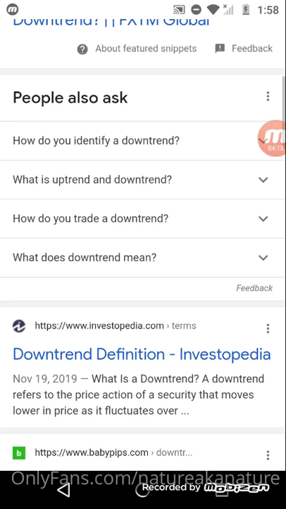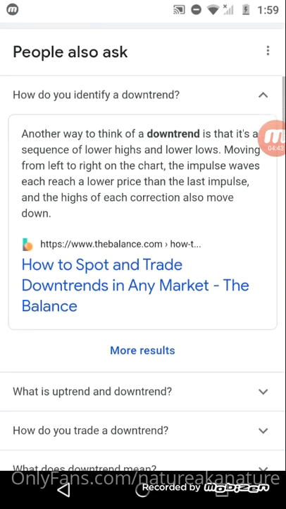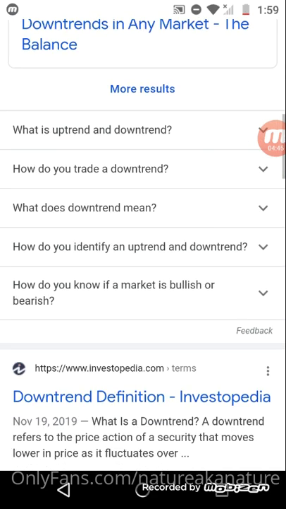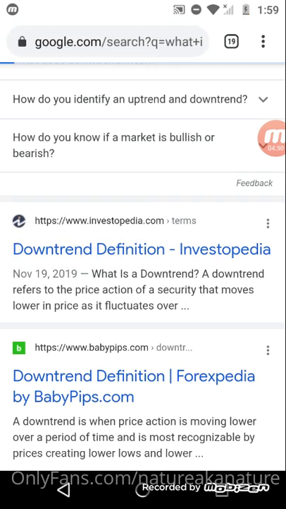How to identify a downtrend? Another way to think of a downtrend is that it is a sequence of lower highs and lower lows, moving from left to right on the chart. The impulsive waves each reach a lower price than the last impulsive wave, and the highs of each correction also move down. You know what I mean? It's gonna make a low, gonna make a correction, and the correction is gonna move back down, moving down to a lower low. So boom, let's go to the destination. Get that out the way.